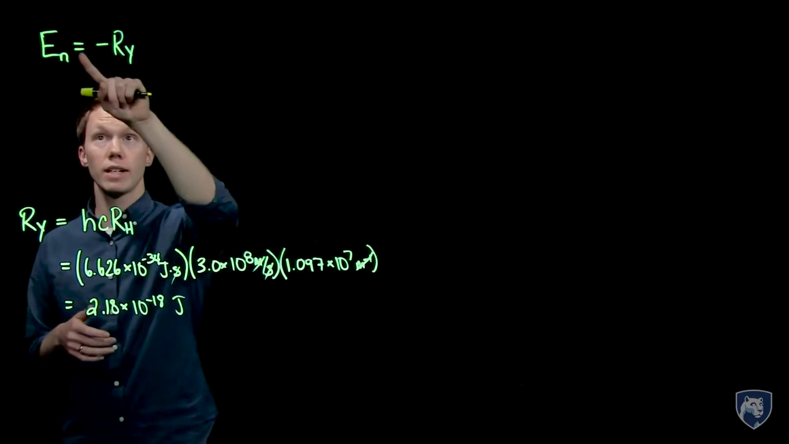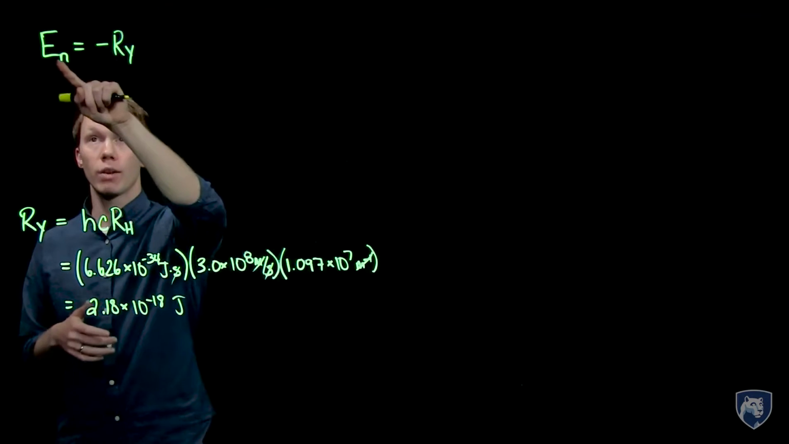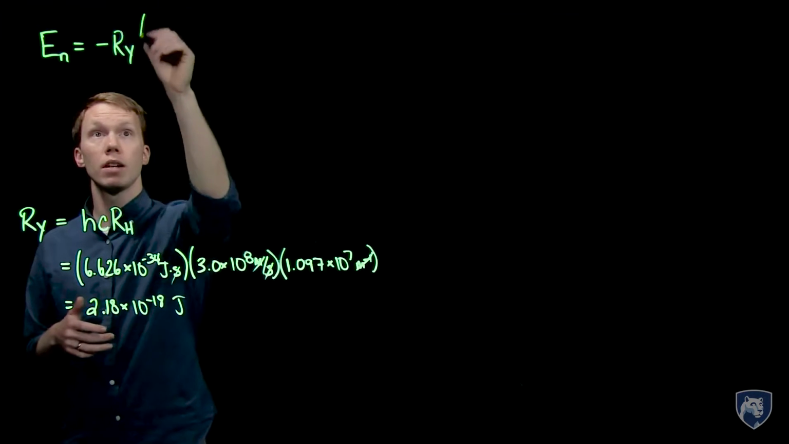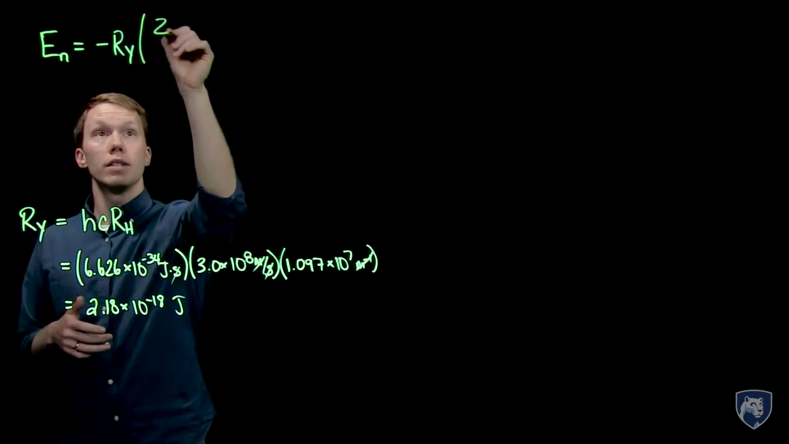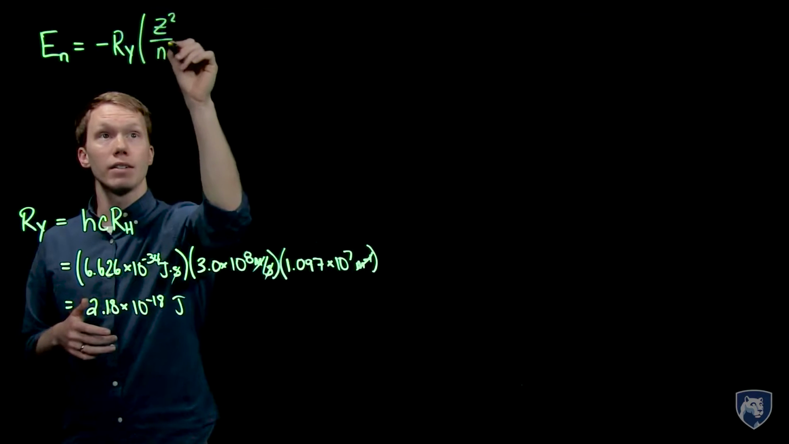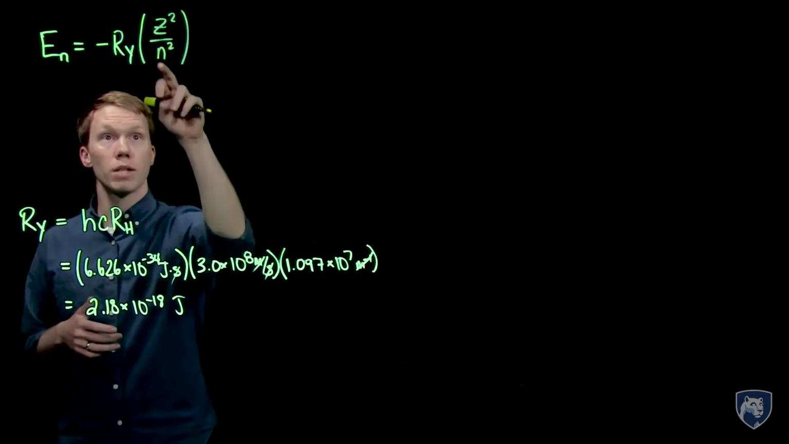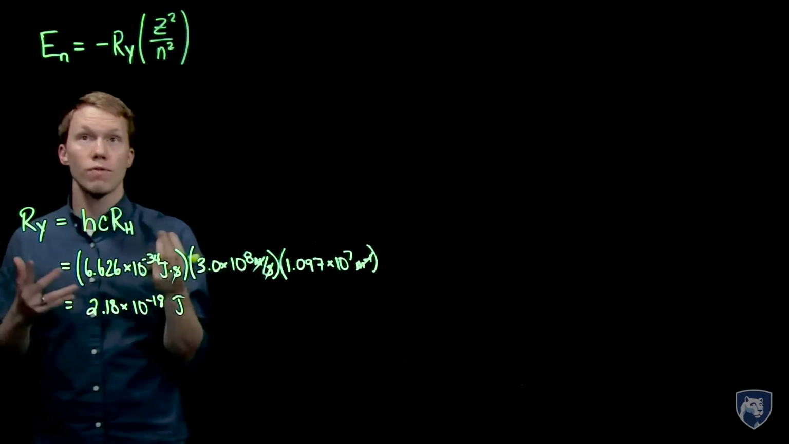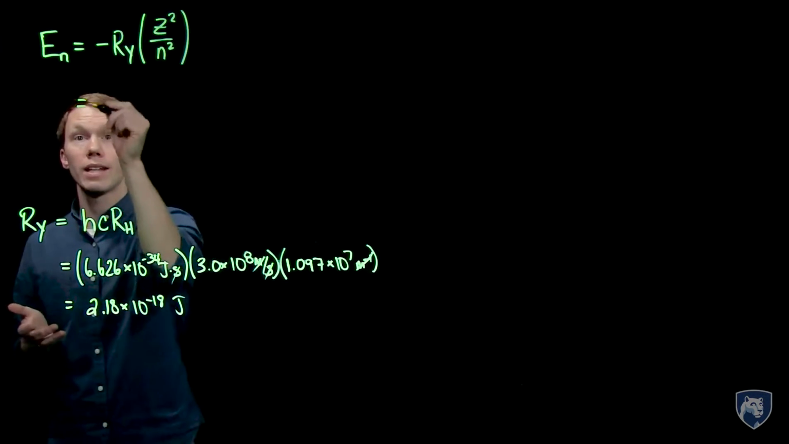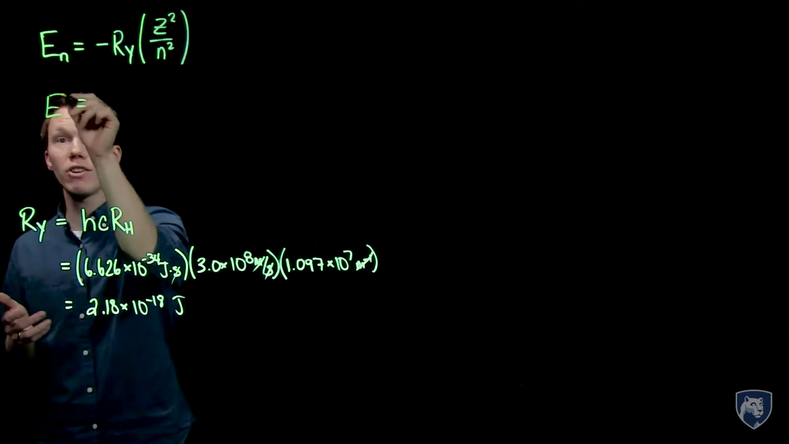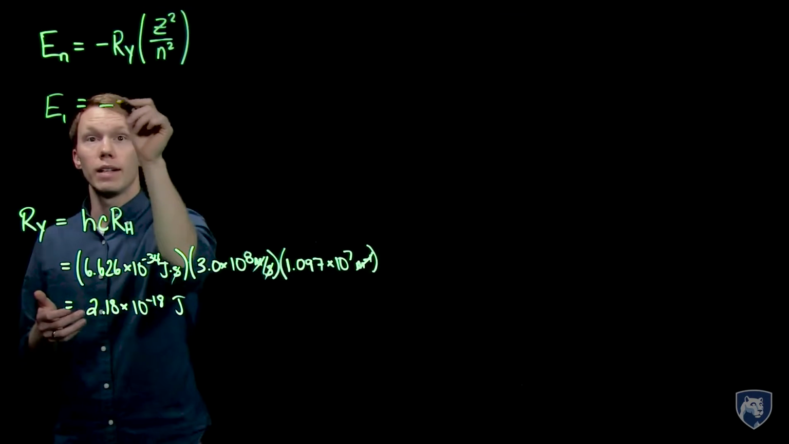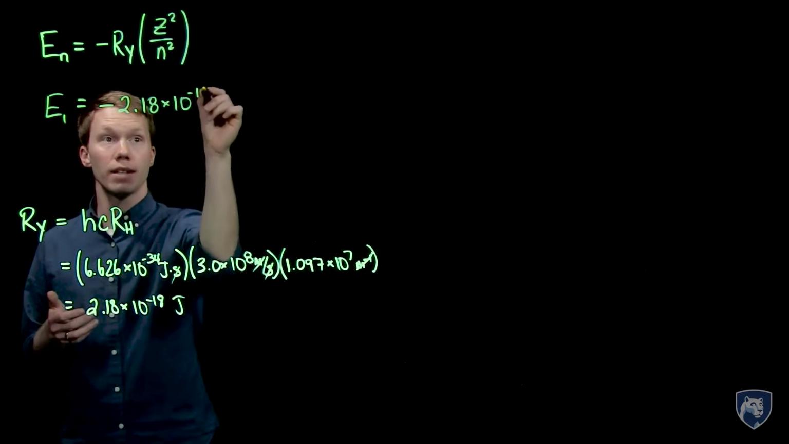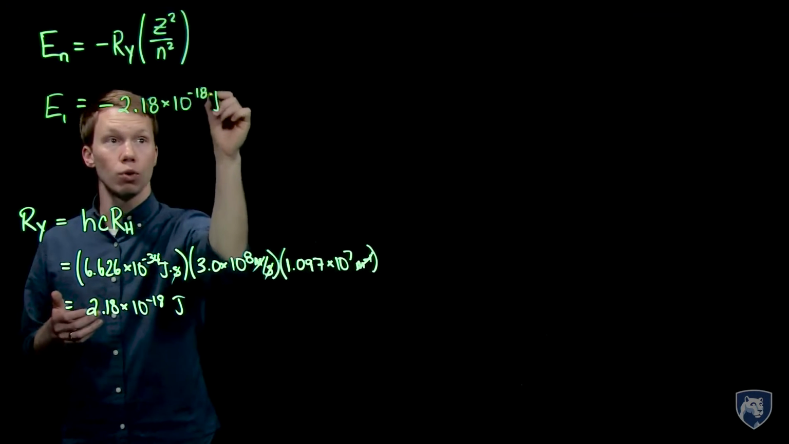And so essentially, back to our energy equation, energy of an orbit is equal to negative the Rydberg unit times z squared over n squared. And that n is principal quantum number, and z is the nuclear charge. So for the hydrogen atom, we can say for the first energy level, the energy is equal to 2.18 times 10 to the minus 18th joules.